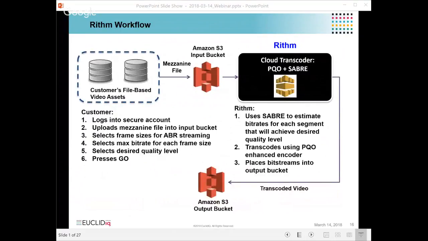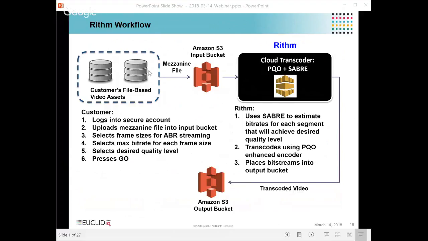Here's a conceptual block diagram of the Rithm workflow. The customer uploads an input video file and provides some input parameters defining the encoding environment, including a nominal encoding ladder consisting of a set of desired frame sizes and maximum bit rates for each frame size, as well as a desired MOS quality level.